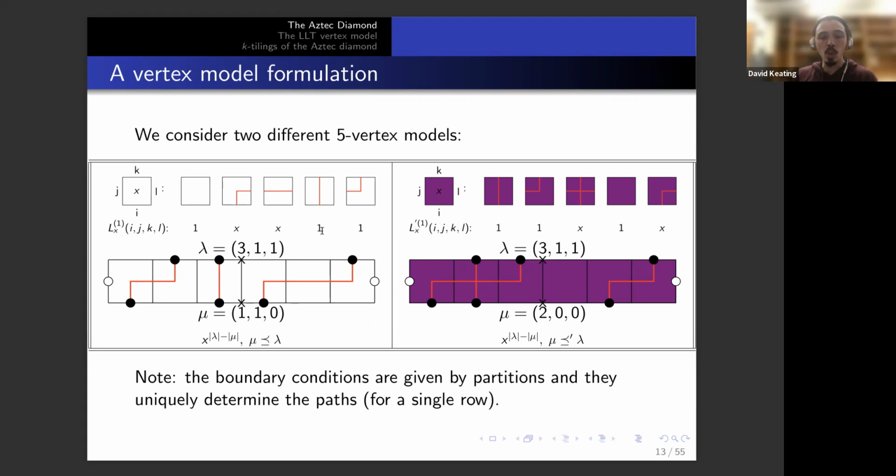But this is not quite what we want, because here lambda is bigger than mu. We have to grow mu to get to lambda. And what we'd like is to be able to have the bigger partition on the bottom, so that we're shrinking the partition as we go up our lattice.